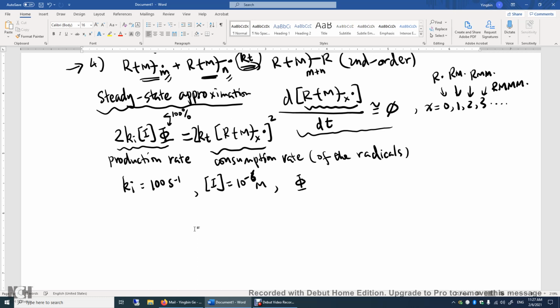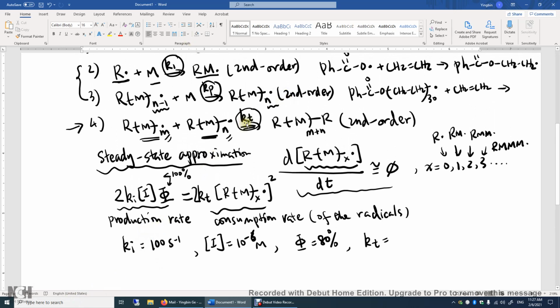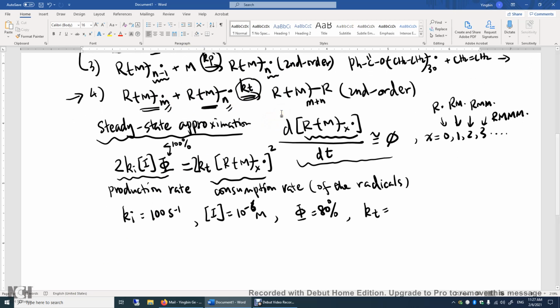And let's say phi is 80%. That means when I decomposes into two radicals, not all such radicals can successfully initiate a radical chain reaction. Some of them are annihilated immediately. For example, they may be absorbed by the surface of the reaction container. KT is usually pretty large because you can see this KT is the rate constant for the termination reaction. So I'm going to give you a fairly large reaction rate constant here. Let's say 10 to the power of 11.